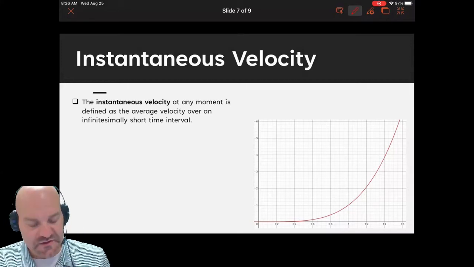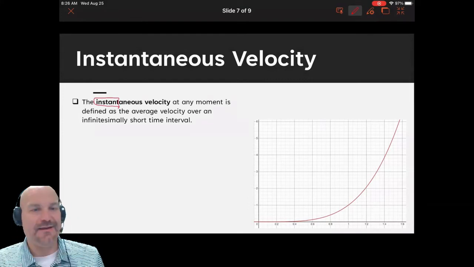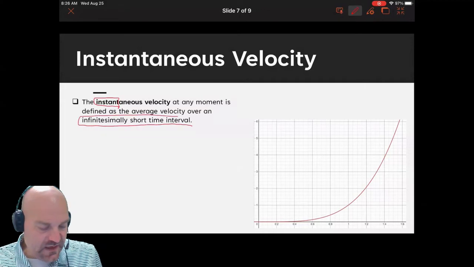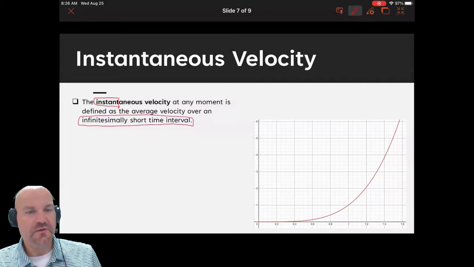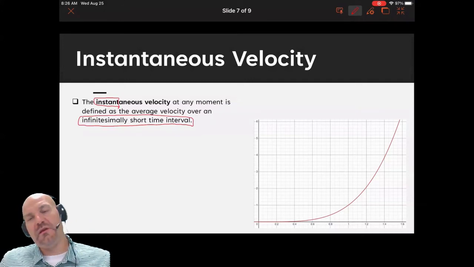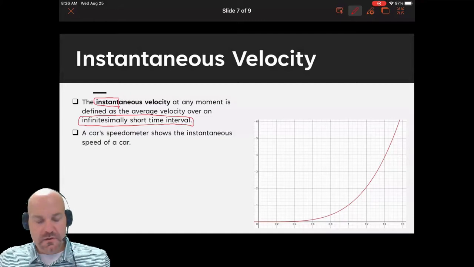Okay, so the instantaneous velocity at any moment is defined as the average velocity over an infinitesimally short time interval. What you see is that word instant in instantaneous. So what we're going to do is decrease the delta t, and we're going to focus on that infinitesimally short time interval.